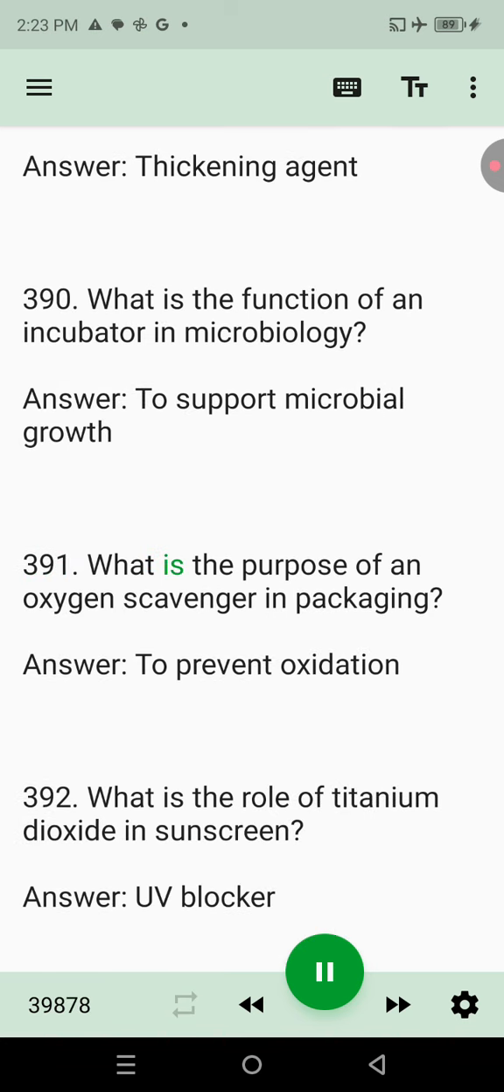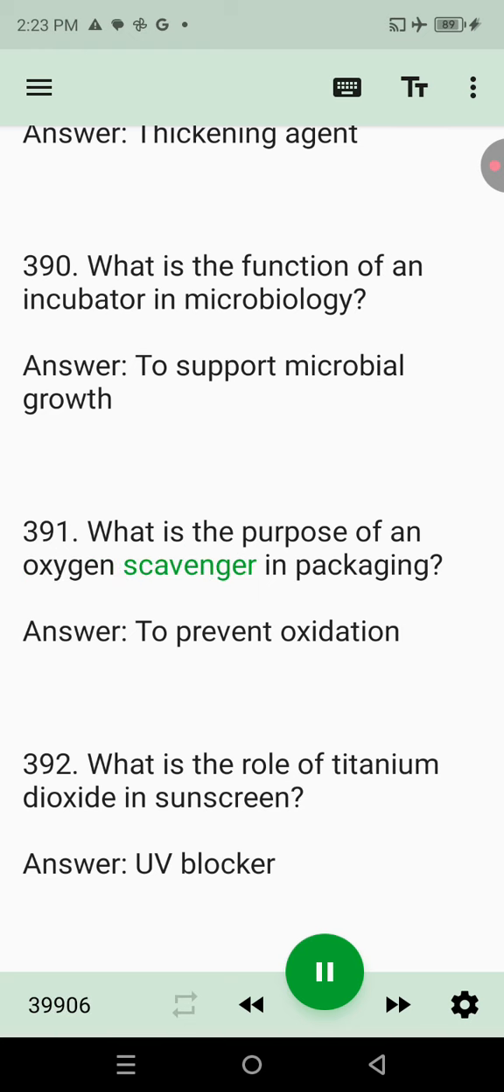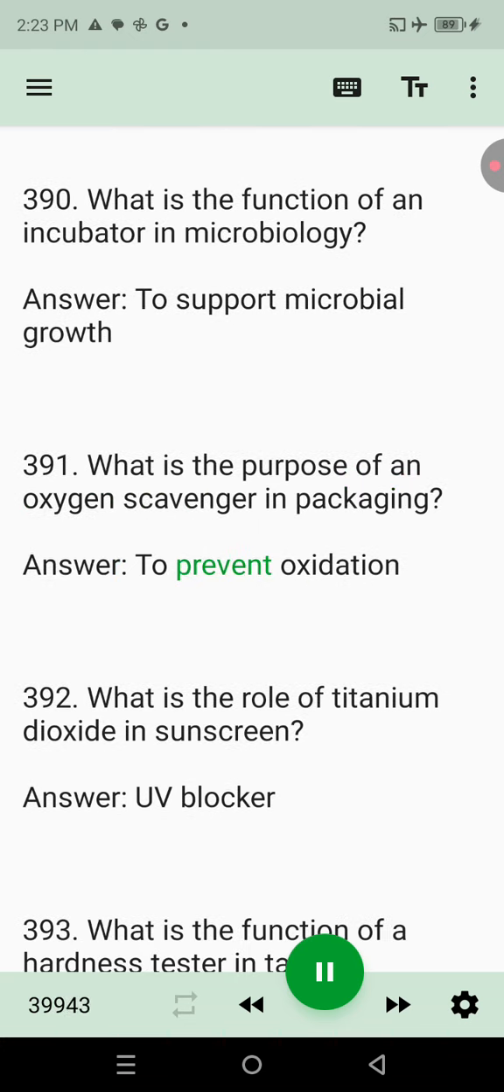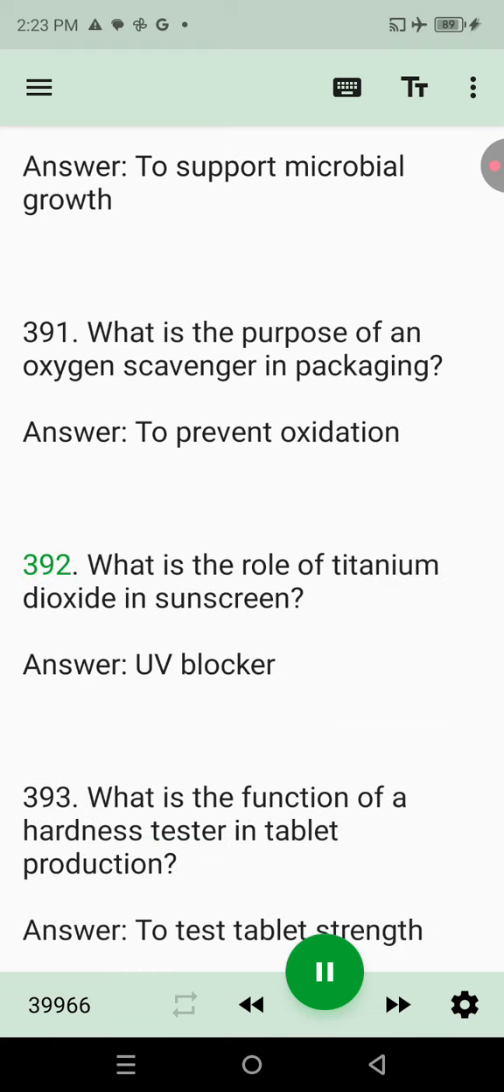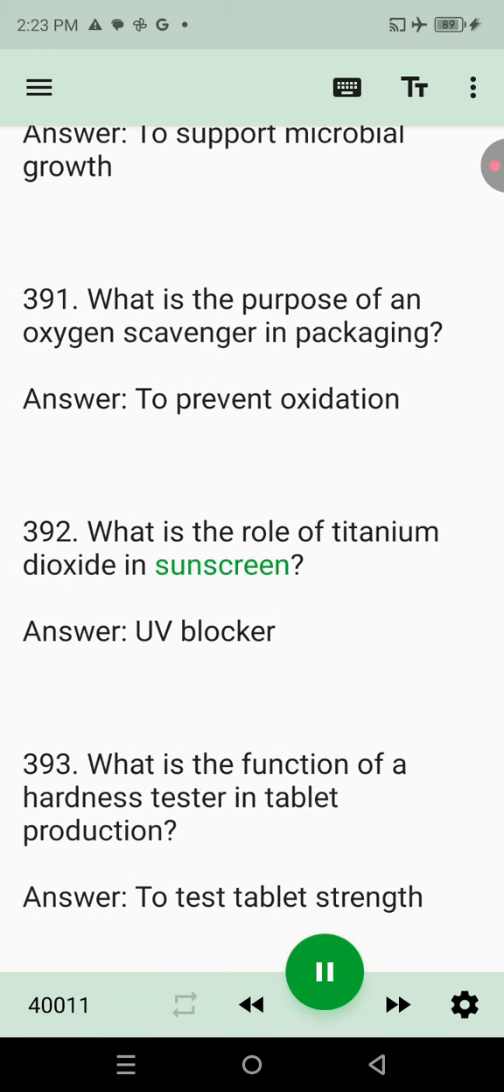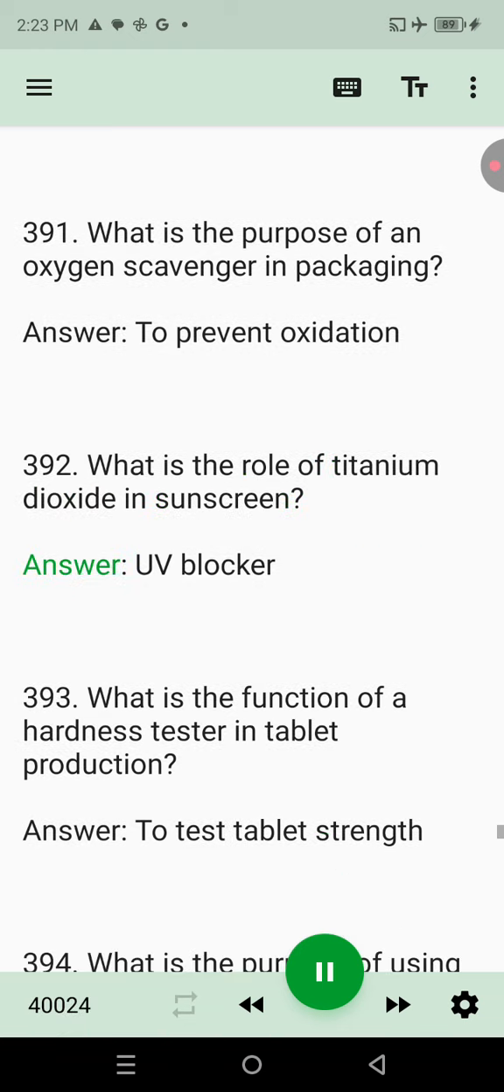391. What is the purpose of an oxygen scavenger in packaging? Answer: to prevent oxidation. 392. What is the role of titanium dioxide in sunscreen? Answer: UV blocker.